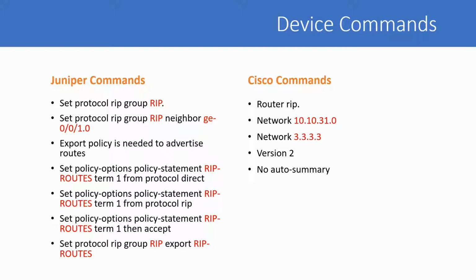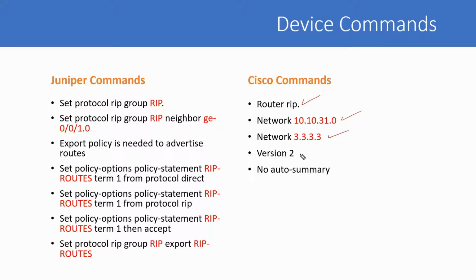So here's a list of the commands that we'll be going through in the next video that we do, where we're setting up RIP on both Junipers and Ciscos. As you can see, the Juniper commands are vastly more than the Cisco. So if we start with the Cisco commands first, it's relatively straightforward. With Cisco, all you're doing is typing in router rip in the config terminal, and then you're putting in whatever network that you want to advertise. So this is just an example network, and this will be in a loopback.